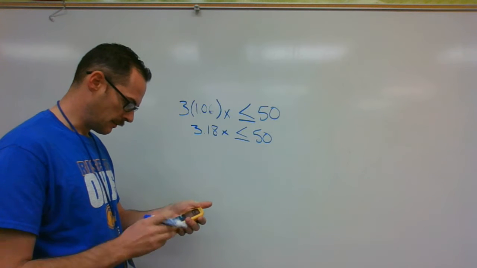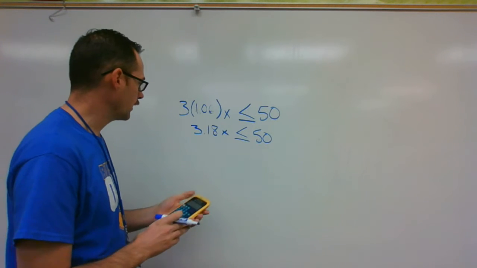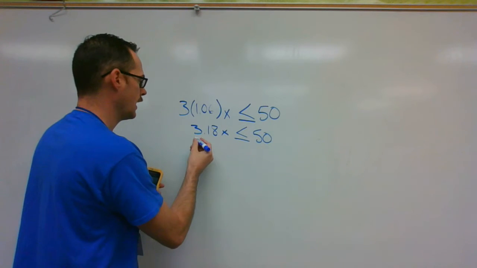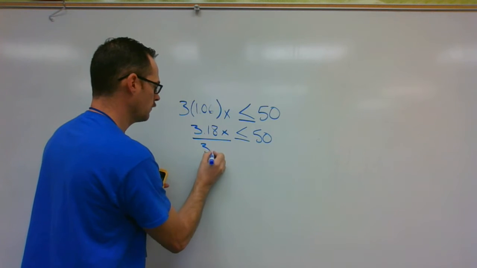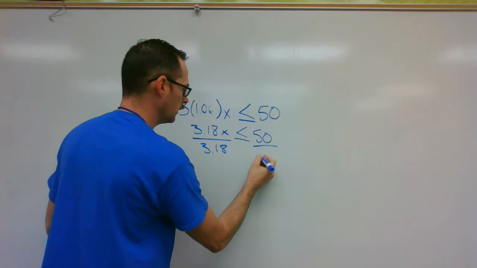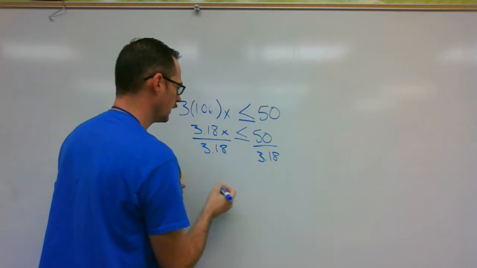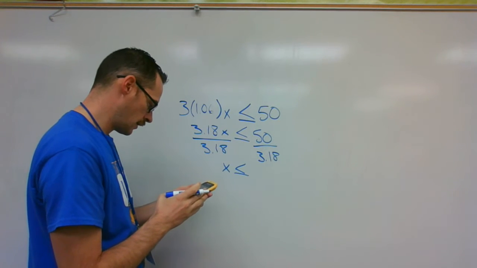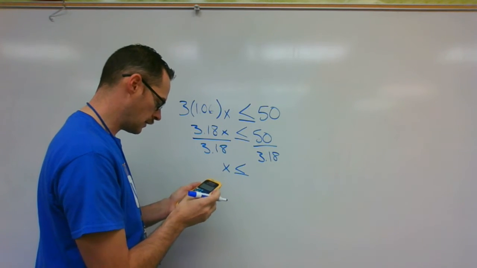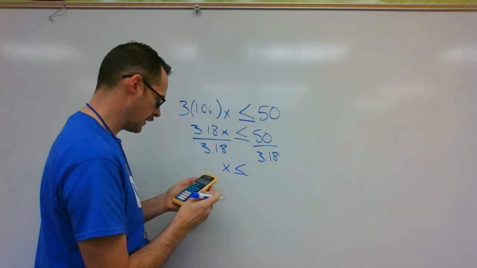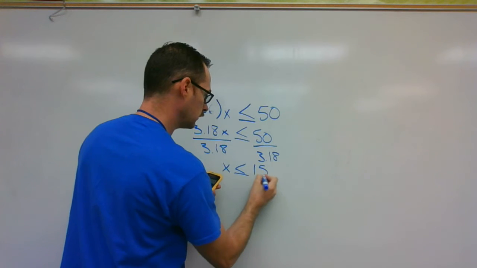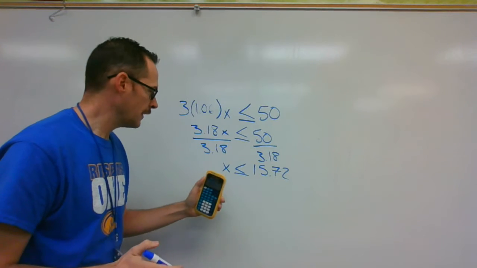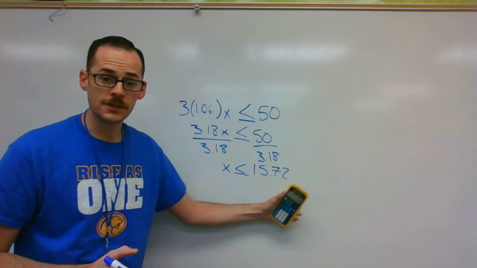Wow, somebody really messed with this calculator. Okay, there we go. So now I'm at this point, and I'm going to divide by 3.18. Okay, so x is less than or equal to, so I do 50 divided by 3.18, and I get 15.72. Now, that means that I can buy almost 16 boxes.